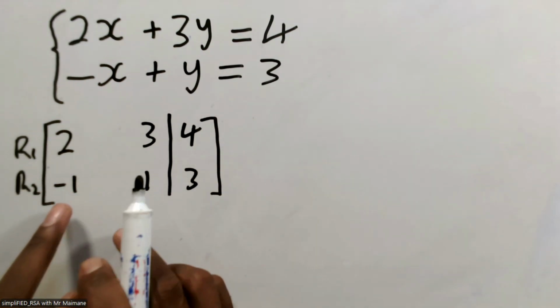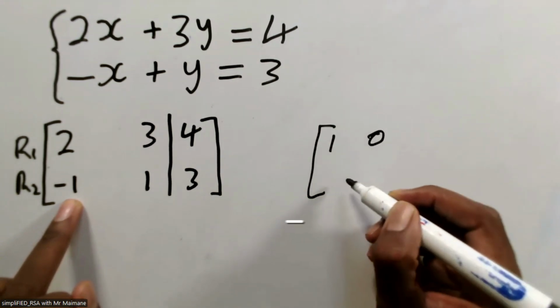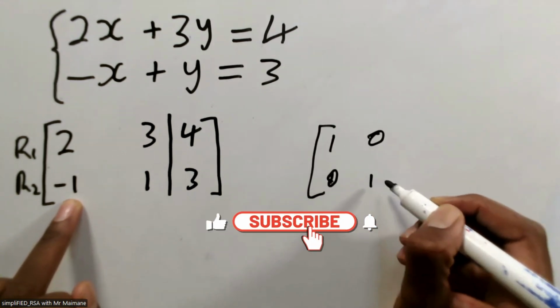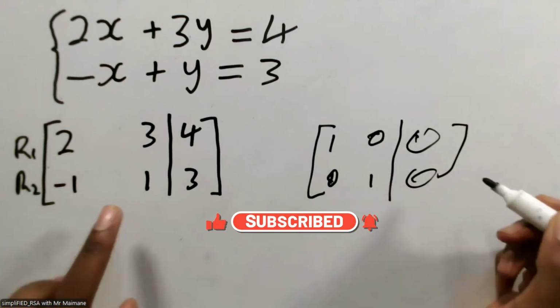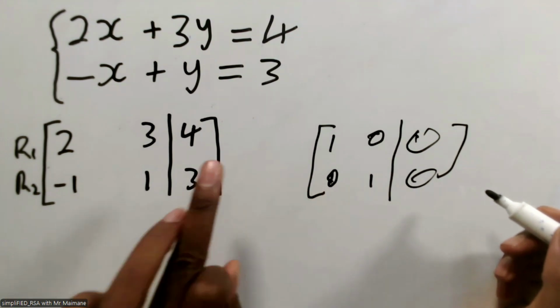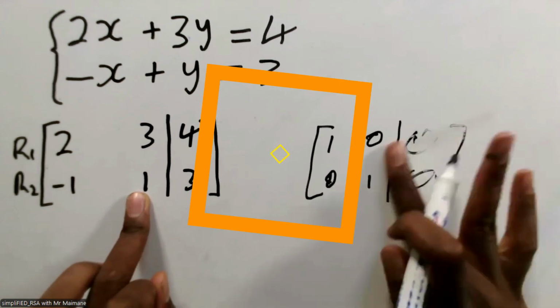To get the solution, I want to have it ideally like this: a 1, a 0, a 0, and a 1, and whatever solution I get for this one and whatever solution I get in this one. But I'll be happy if I have zeros and ones like that. So I must have a 1 here, and a 1 here. That's my end goal.